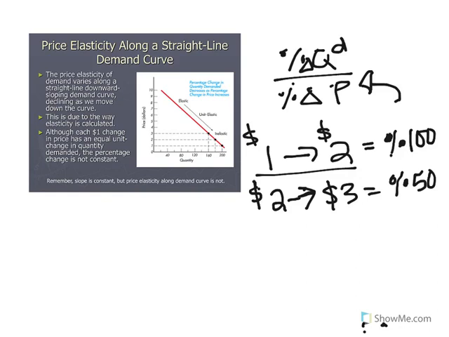So again, when we're talking about elasticity of demand, demand always goes from elastic to unit elastic to inelastic as we move down the demand curve, meaning that at the top of the demand curve, the values are greater than 1. The middle of the demand curve, the value is 1. And at the bottom portion of the demand curve, you come up with values that are less than 1.